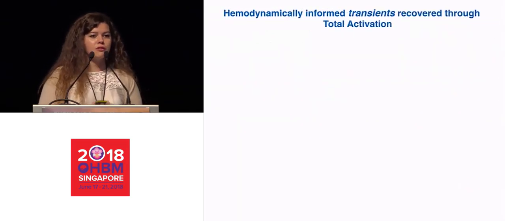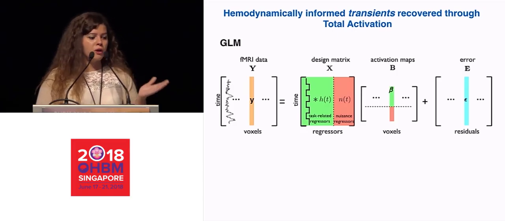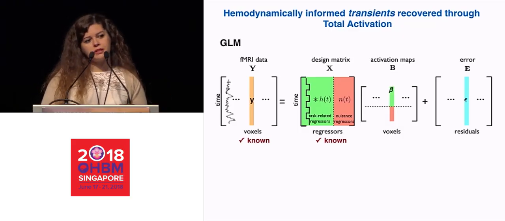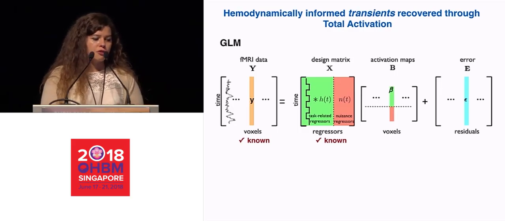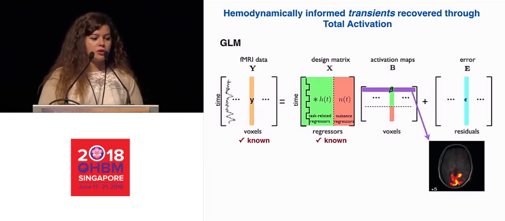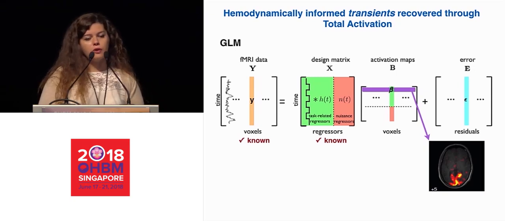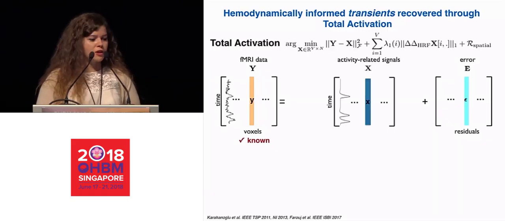So how do we find this? I will give you a schematic of how we recover those transients through total activation. Just for a while, think of a GLM analysis, where you measure your noisy fMRI data, and you have a design matrix where you put the regressors of interest. You know your fMRI data and your design matrix, and what you are trying to get is the activation map related to the design matrix. In terms of total activation, we are trying to find the regressors without knowing the regressors.